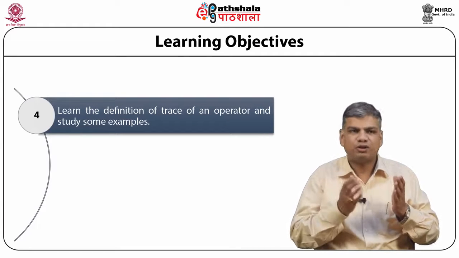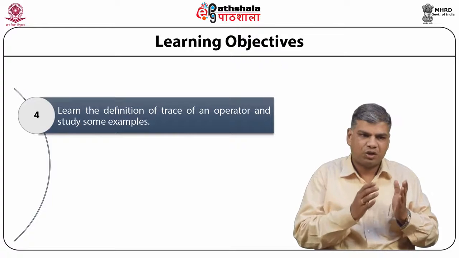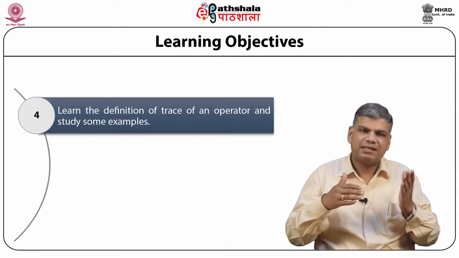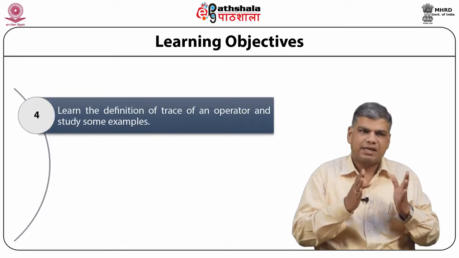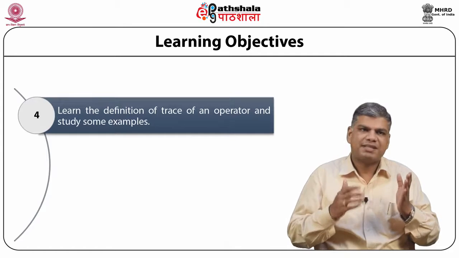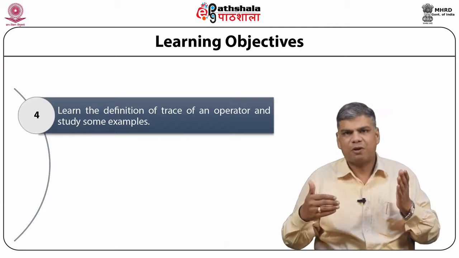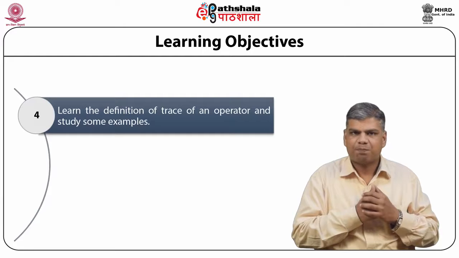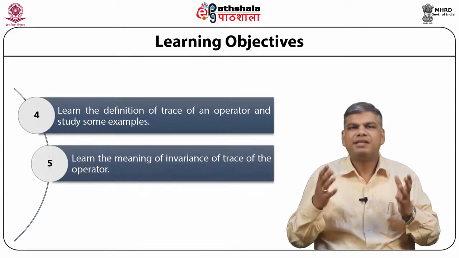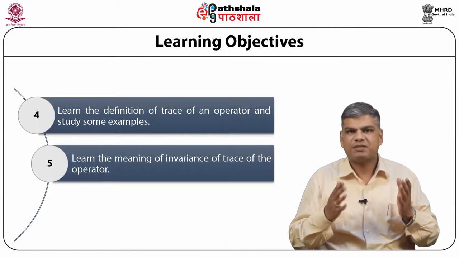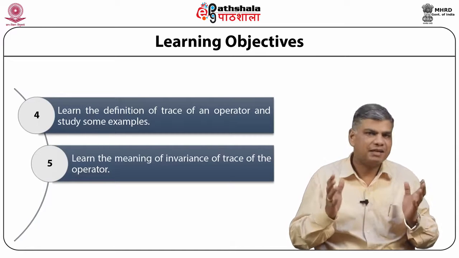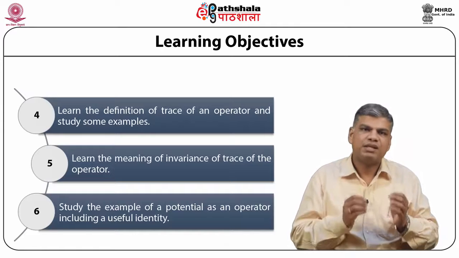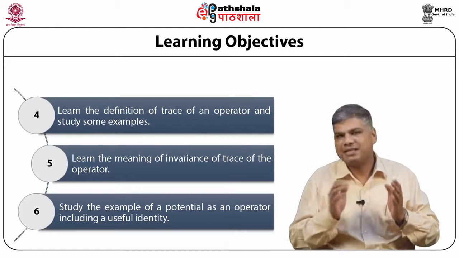And it's also important to know the trace of an operator because the trace is the sum of all the diagonal elements, and in case we diagonalize a matrix, then simply by finding the trace of the operator, we can find the sum of all the elements of that matrix. Then we will learn the meaning of invariance of the trace of the operator. And finally, we will study the example of a potential as an operator, including a useful identity.